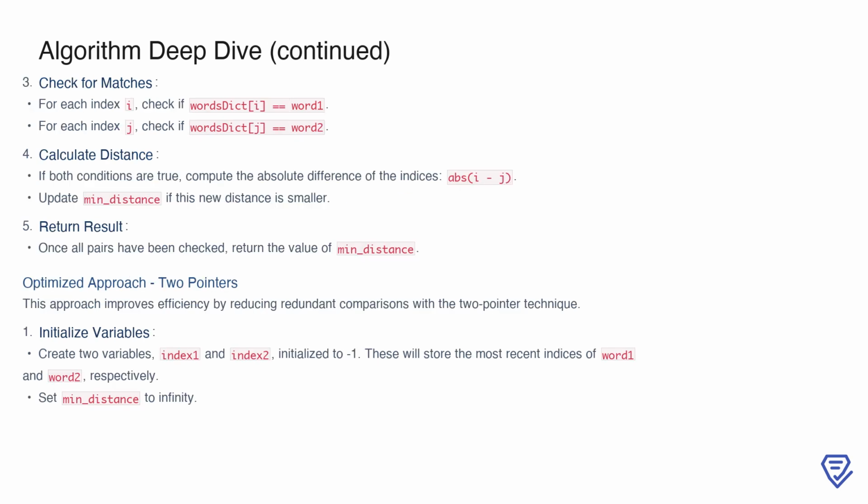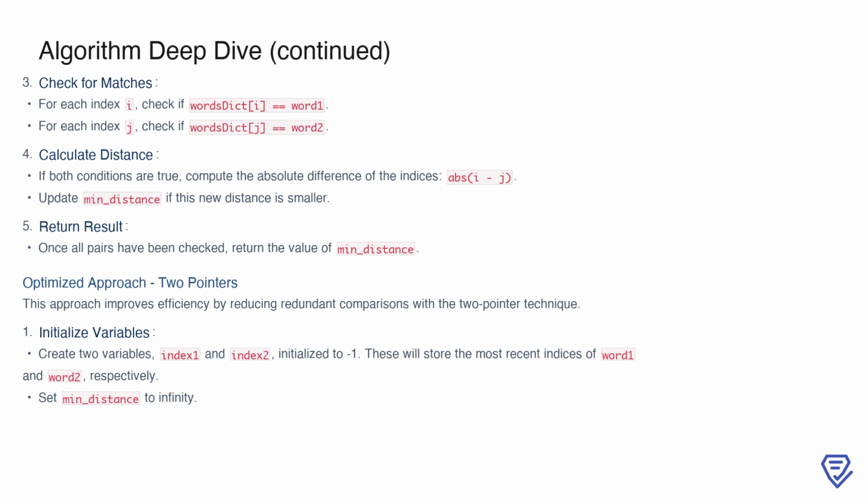Next, we refine the brute force approach by checking for matches during the nested iteration. For each index i, we verify if the word wordsDict[i] matches word 1. Similarly, for each index j, we check if wordsDict[j] matches word 2. When both conditions are satisfied, we calculate the absolute difference between i and j. If this difference is smaller than the current min_distance, we update min_distance to this new value. Once all pairs have been evaluated, the value of min_distance is returned as the result. However, this approach still involves examining all pairs of indices, which is inefficient.